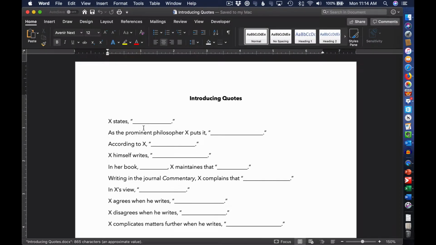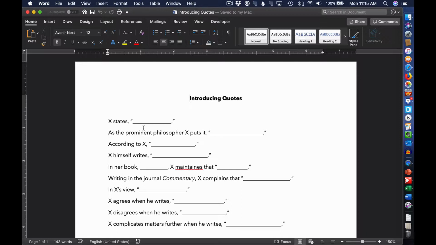I want to talk a little bit about introducing quotes and how you're supposed to include sources in your writing. A lot of the ways to do this is just to do quotes. You can say X, which just stands for the author, states, and you can just quote. And then usually you would have what page number it came from in parentheses after that.